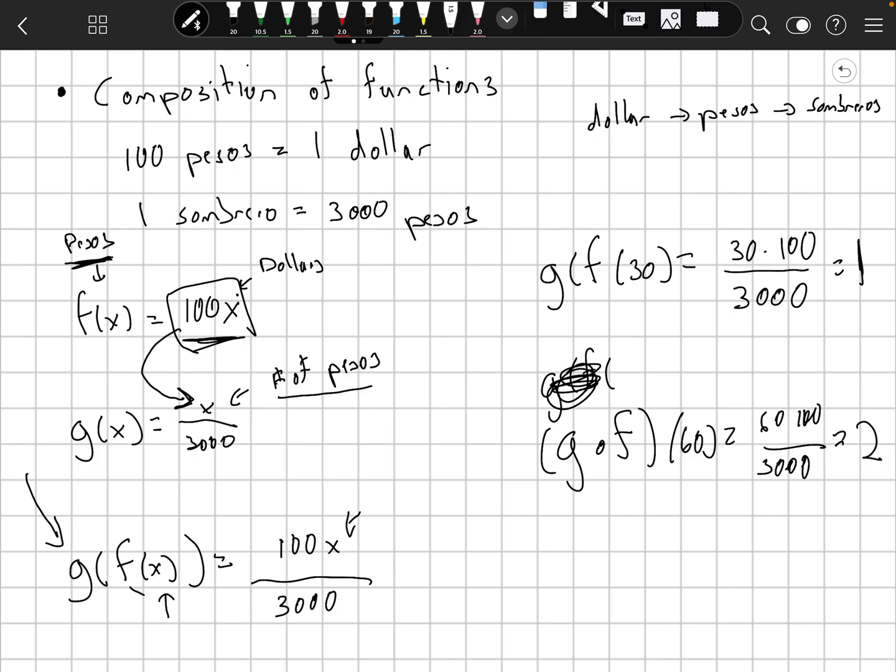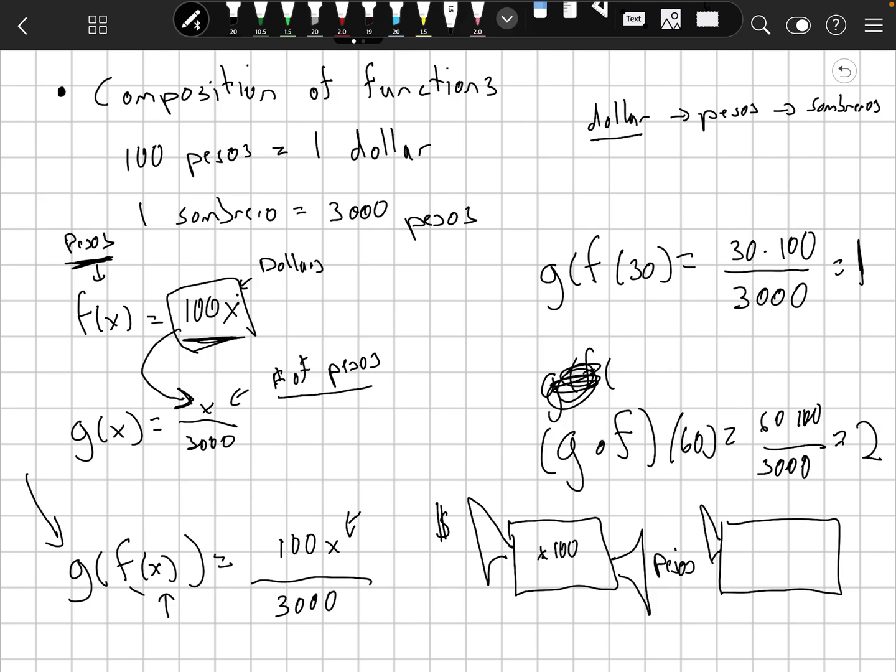So the idea is I'm just putting one function inside of another. Basically, I'm going from dollars. Let's make a little function machine here. So I'm taking dollars and I'm timesing by 100 to get pesos. And then the output for the pesos becomes the input here. And I'm dividing by 3,000, and I get out the number of sombreros there.